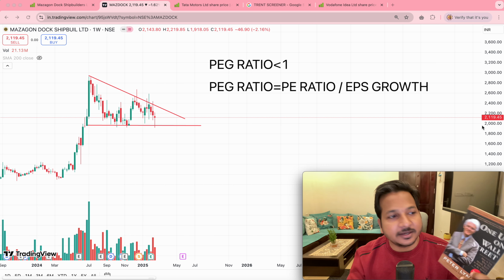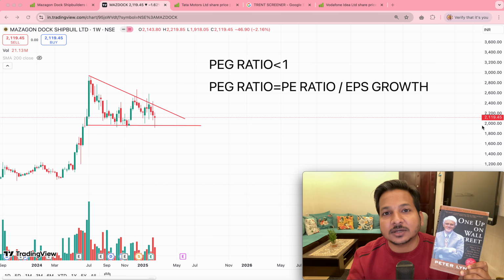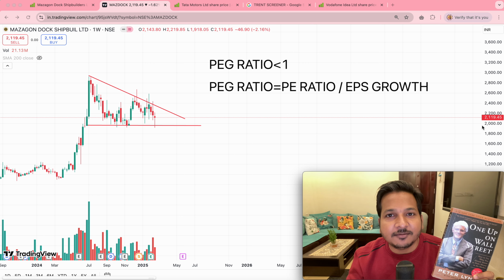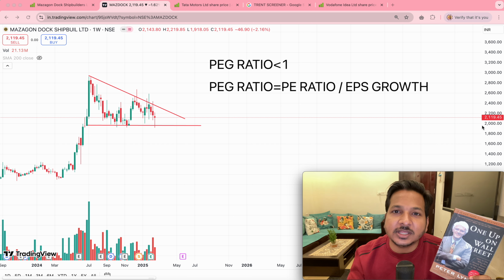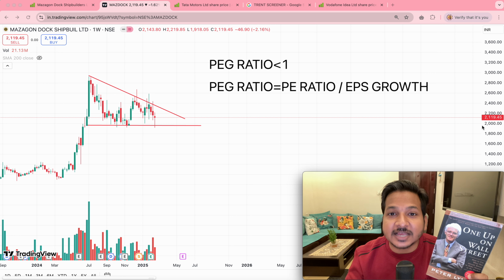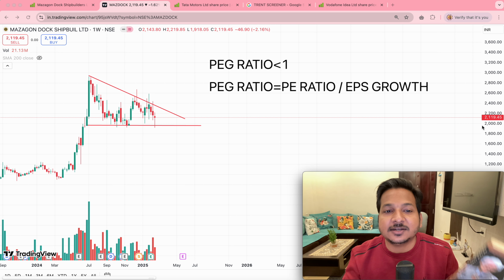I am taking references from the book One Up on Wall Street by Peter Lynch, a must read book. With this I will try to explain in the simplest way possible how you can use the profit growth of any company to decide whether to stay or exit from that stock.